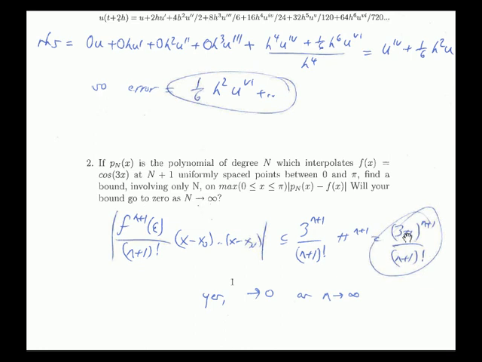Yes, because the numerator goes to infinity with n, and so does the denominator, but we know from calculus 2 that the factorial goes to infinity a lot faster than any power, than the n plus 1 power of any constant, no matter how large. So eventually the denominator wins out, so it does go to 0.